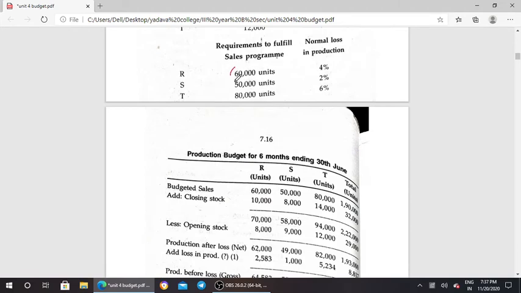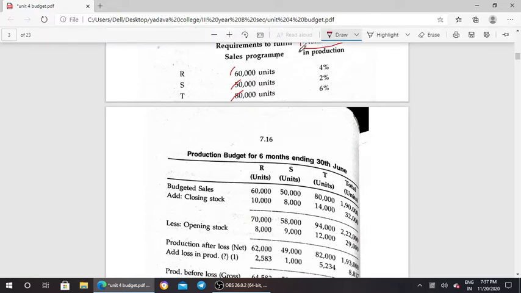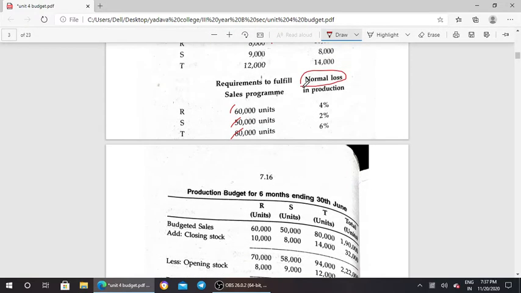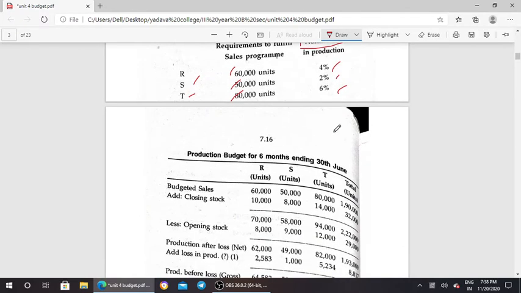The sales are 60,000 units, 50,000 units, 80,000 units. Additionally, they have given the normal loss of production: for R 4%, for S 2%, for T 6%. As usual, we have to prepare a production budget format.